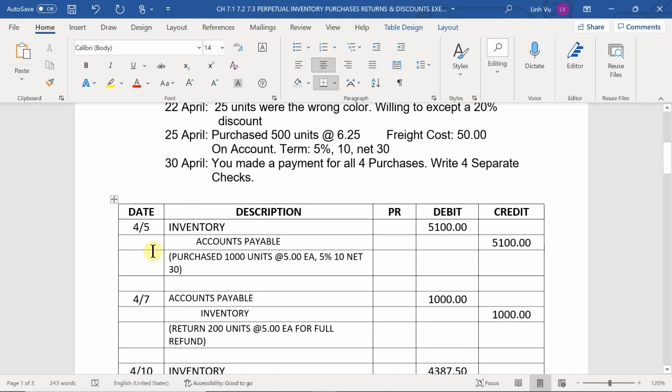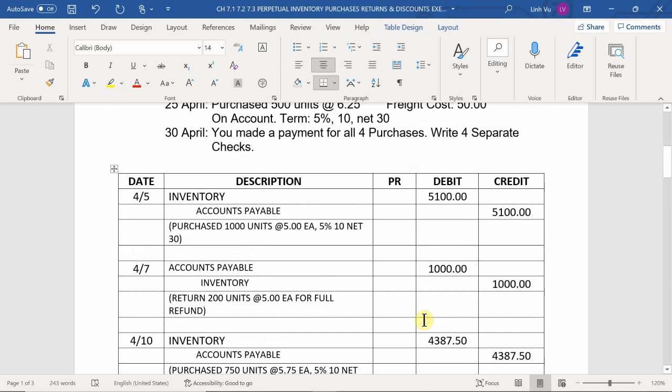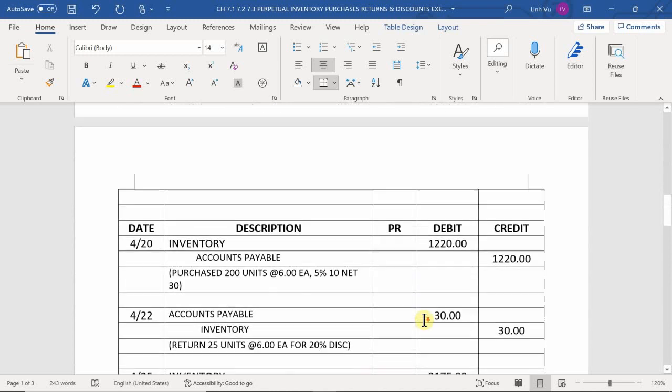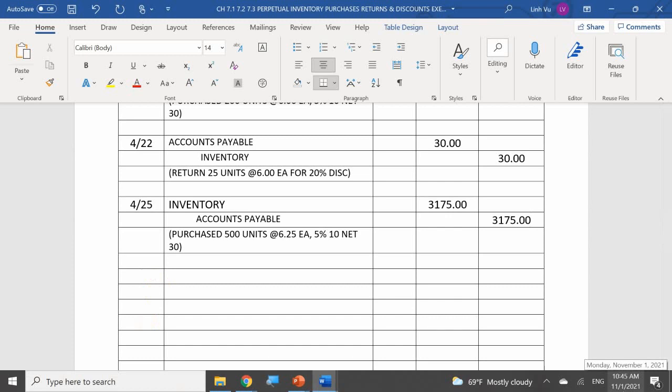If I started out with 5,100, that's what I owed, and I ended up getting a refund for $1,000. How much is this payment for? 4,100. So I'm going to make that note here, and we're going to write them on 4 separate checks. So if I'm going to write them on 4 separate checks, what accounts am I going to be looking at?